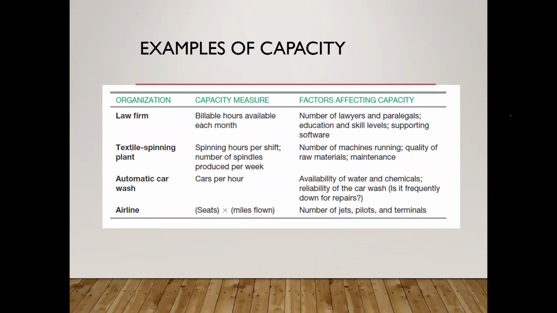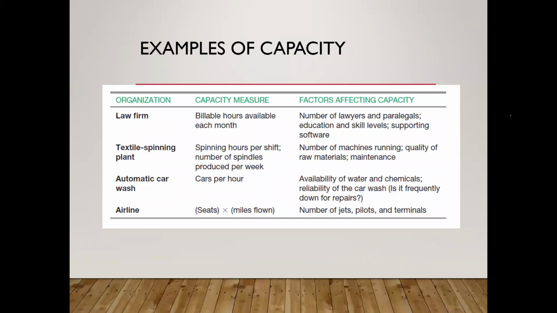If you take a textile plant, the capacity could be the number of spinning hours they can produce, or the number of hours per shift that can be produced per week. The factors that can affect their capacity are the number of machines that are running, the quality of the raw materials, and even maintenance culture. If they are not regularly maintaining their equipment, that can also result in a breakdown in their capacity.